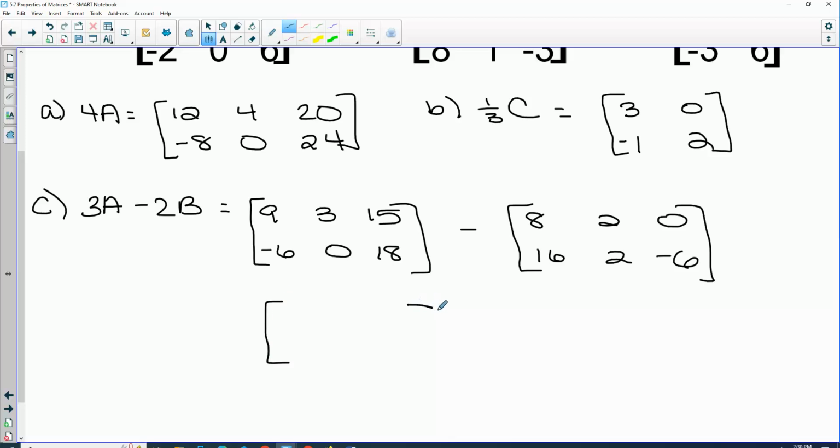Subtract the corresponding entries. So 9 minus 8. 3 minus 2. 15 minus 0. -6 minus 16. 0 minus 2. 18 minus -6. So that becomes 18 plus 6 or 24.